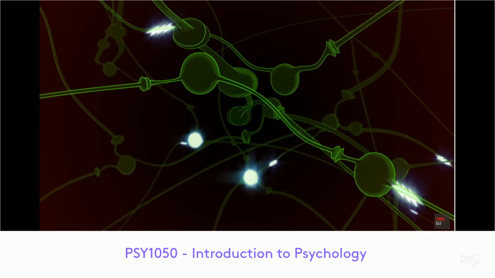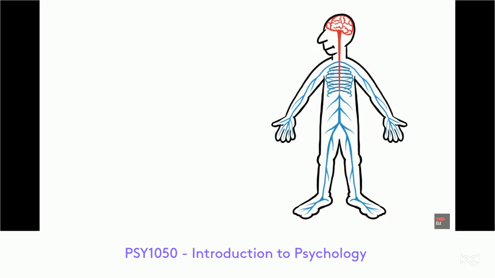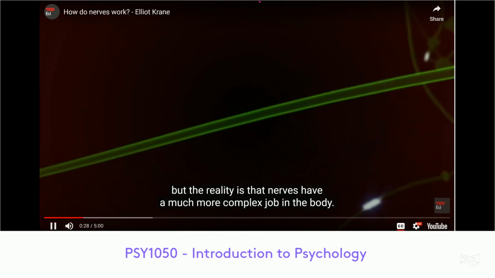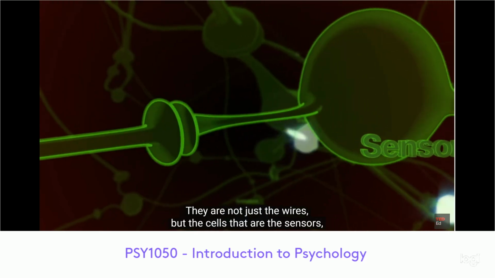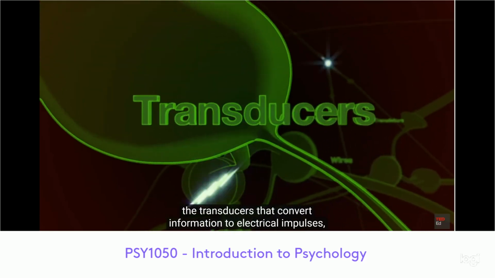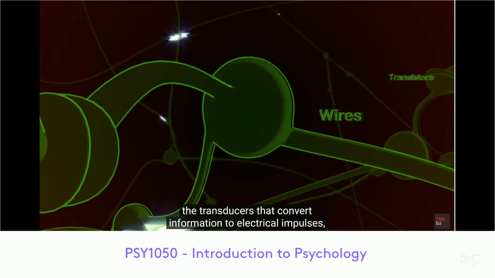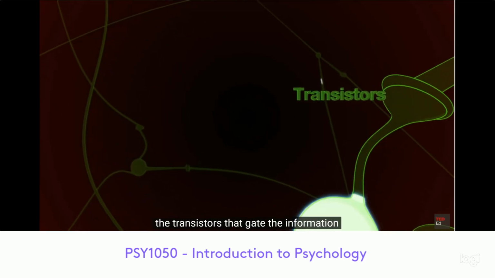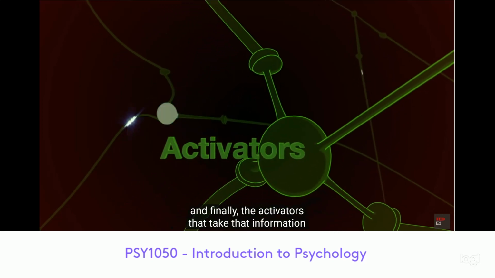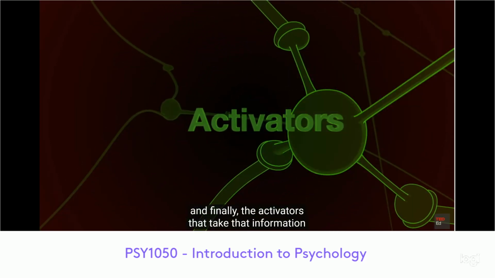How do nerves work? Are nerves simply the wires in the body that conduct electricity, like the wires in the walls of your home or in your computer? This is an analogy often made, but the reality is that nerves have a much more complex job in the body. They are not just the wires, but the cells that are the sensors, detectors of the external and internal world, the transducers that convert information to electrical impulses, the wires that transmit these impulses, the transistors that gate the information and turn up or down the volume, and finally, the activators that take that information and cause it to have an effect on other organs.